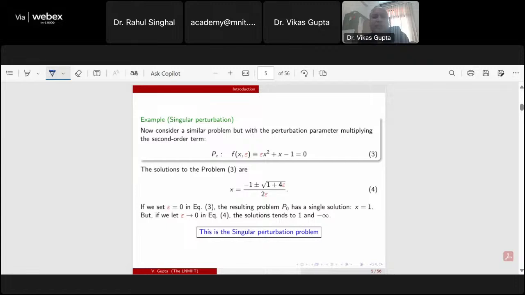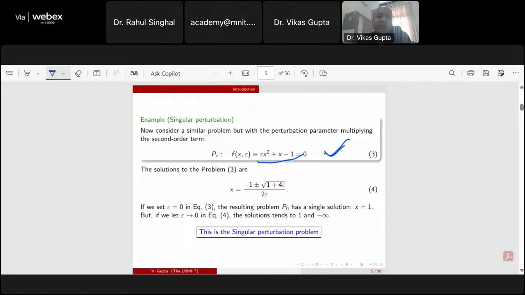So here, which is defined by the function f(x, epsilon). Again you can easily find the roots of this algebraic equation, which are given by equation number 4: x equal to minus 1 plus or minus square root of 1 plus 4 epsilon, upon 2 epsilon. So again notice that if you set epsilon equal to 0 in equation number 3, in the algebraic equation, the resulting problem you can denote by P naught.